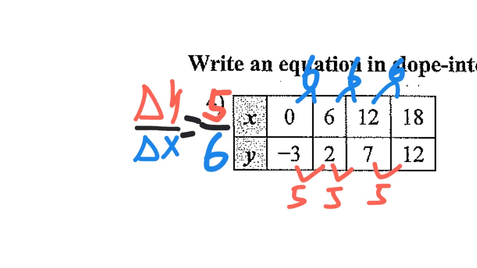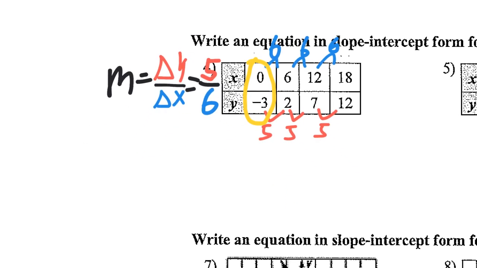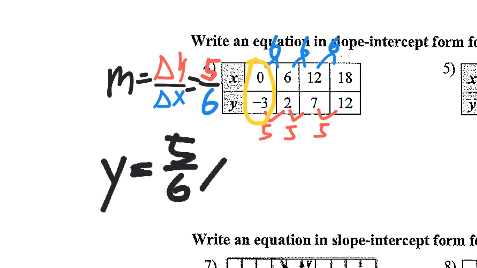This is m. What we just found was m. Now for the y-intercept, I'm going to look at wherever x is 0. This is my y-intercept. So my equation for this whole thing is going to be y equals 5/6, which is fun to say, x plus my y-intercept, or just -3. I'm going to do that part in yellow just for whoever's not sure where that came from.